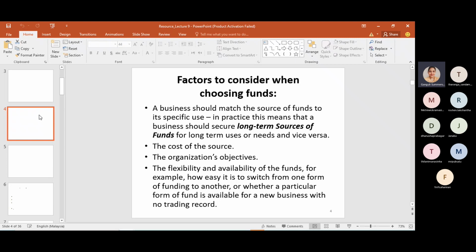The source itself will have a certain cost, so the cost of the source should also be considered, and the organization's objectives should definitely be considered. The flexibility and the availability of the funds should also be considered, because there can be situations where you have to switch from one source of fund to another. So your sources should be flexible and available, allowing you to switch from one source to another when necessary. The flexibility of sources should be considered when choosing funds.